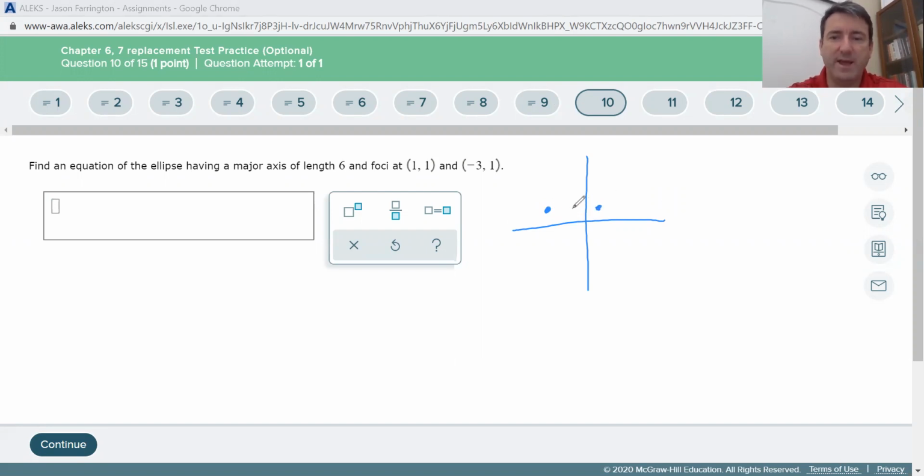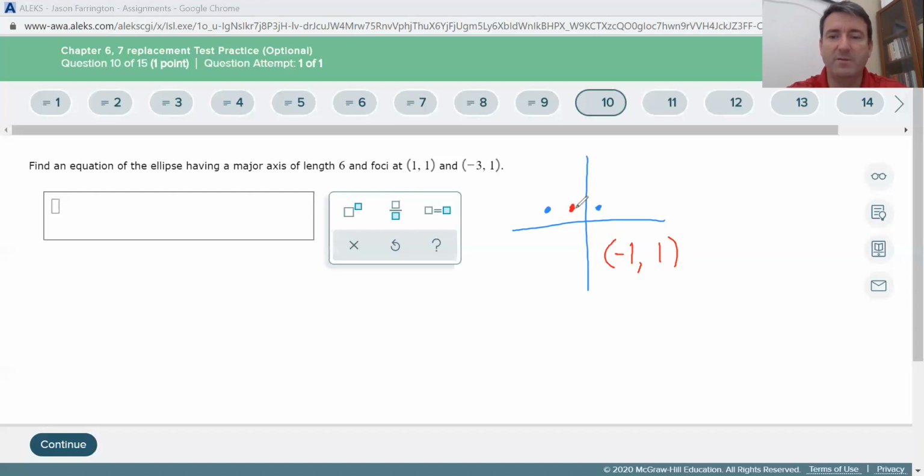So the center, the y-coordinate we know is going to be 1 because it's 1 in both of these. We're just taking the average of these 2 points. The average of 1 and 1 is 1. The average of 1 and -3, well, 1 plus -3 is -2, divided by 2 is -1. So our center is at -1, 1. So already we can start to write our equation for this ellipse here.